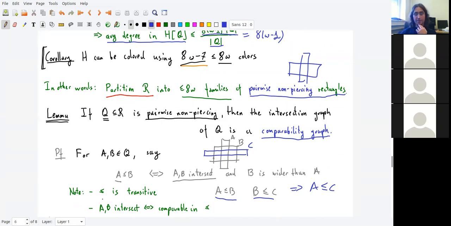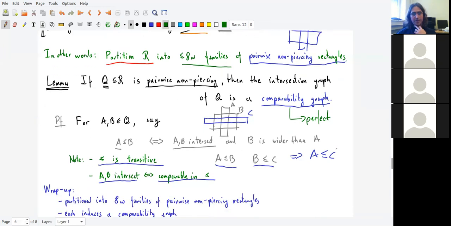Good. So this means that this is a partial order on the rectangles from our pairwise non-piercing subfamily, and two rectangles intersect if and only if they are comparable in our order. So this means that the intersection graph within a non-piercing subfamily is already a comparability graph. So in particular, it is a perfect graph. So we are essentially done now.